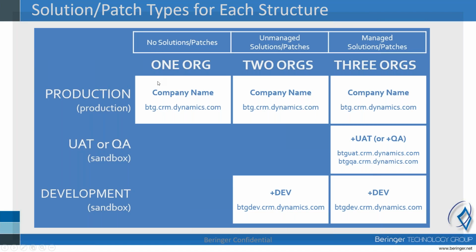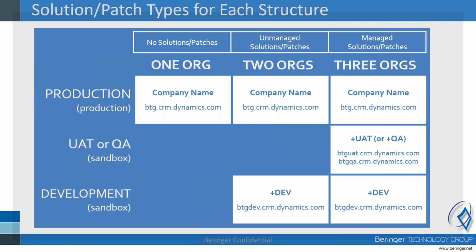When you have only a production, you have no patches or solutions, because you're making all your changes directly in the one environment that you have, which is production only. When you have 2 orgs, you have a production and a dev. You would use unmanaged solutions and patches because you kind of lose the ability to deploy a managed solution and do testing before you actually make it live. So that's why you would use unmanaged solutions and patches.